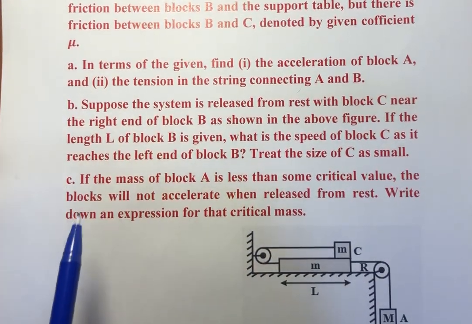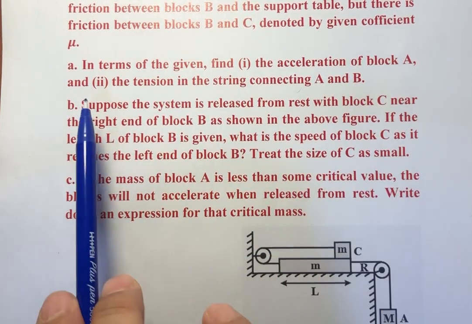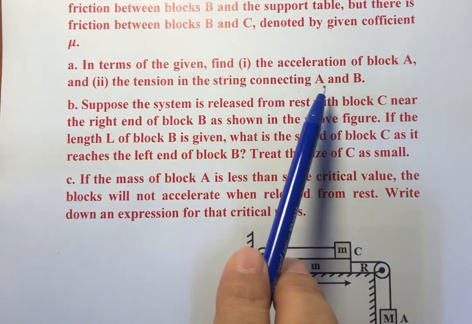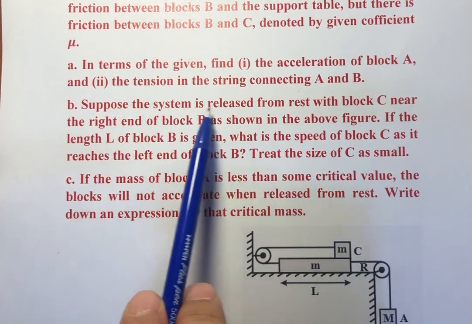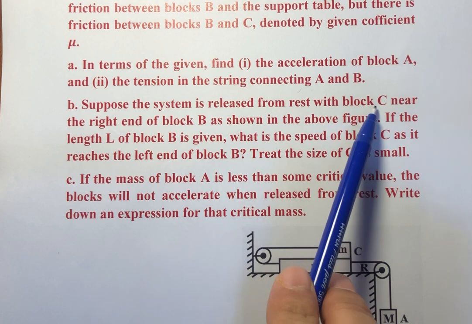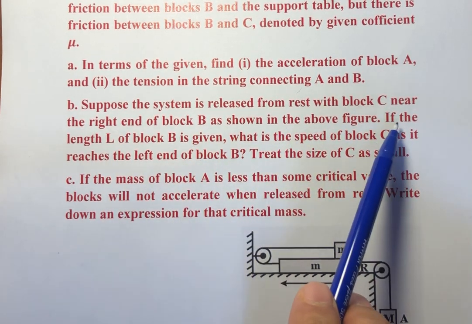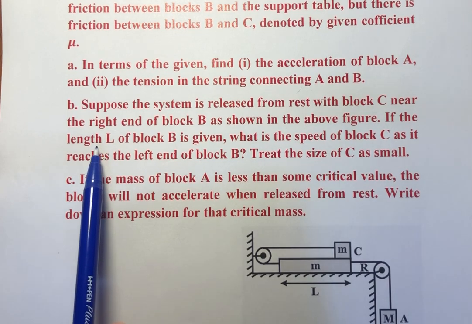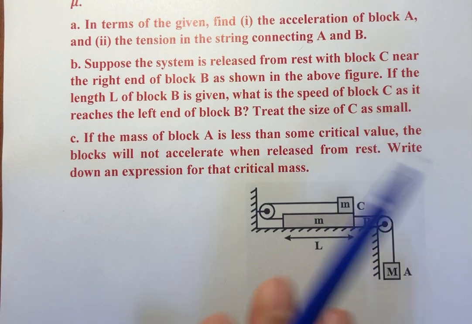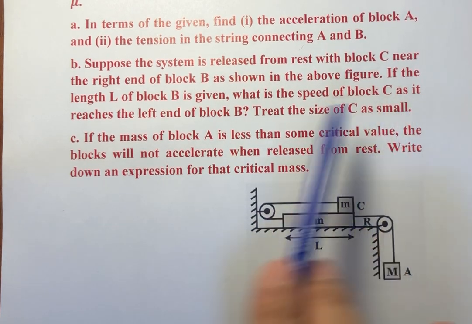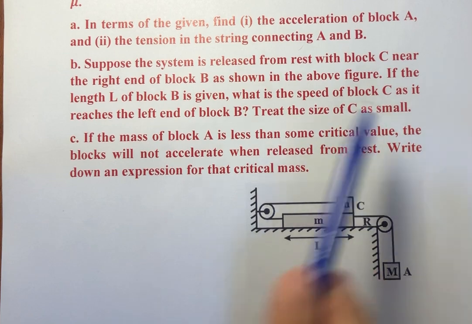So we are going to find out three things. In terms of the given, find the acceleration of block A and the tension in the string connecting A and B. Second is, suppose the system is released from rest with block C near the right end of the block as in the figure. If the length L of the block B is given, what is the speed of block C as it reaches the left end of the block B? Treat size of C as small.